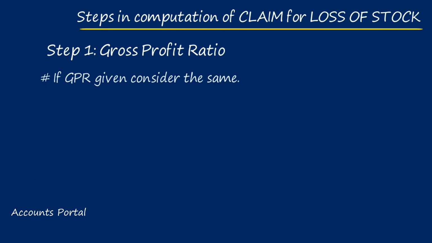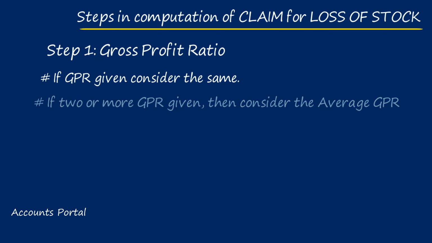Point number 1, if the gross profit ratio is given in the question, consider such gross profit ratio as it is. Let's say in the given problem, 20% gross profit ratio is given and sales are 10 lakhs. 10 lakhs into 20%, so 2 lakhs is the gross profit. Point number 2, if the gross profit ratio of 2 or more periods is given, then take the average. Why? Because GPR may not be the same in every year. So we have to consider the trend.